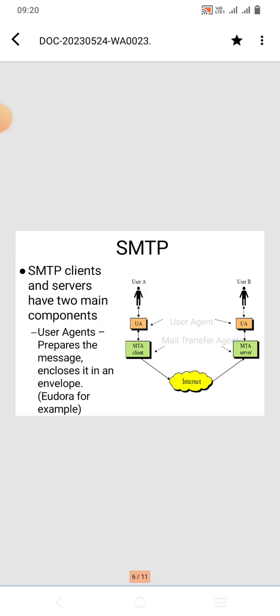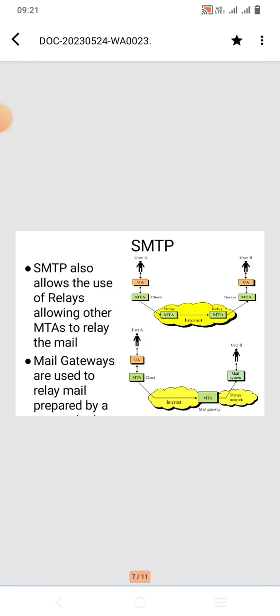The communication between the SMTP client and the server happens with the help of two agents, the user agent and the MTA agent. The user agent prepares the message and encloses it in the envelope, whereas the MTA is the mail transfer agent, which is used to transfer the mail across the internet.